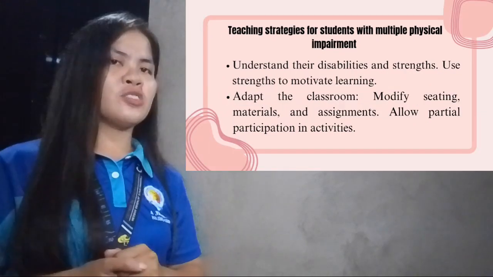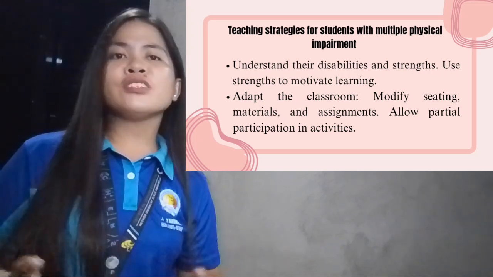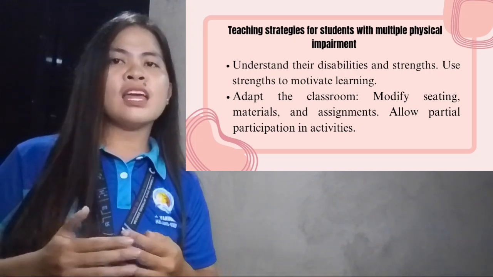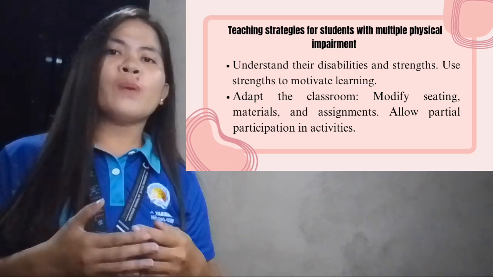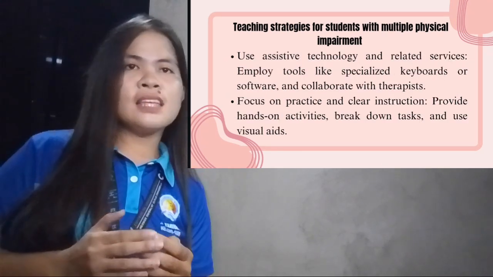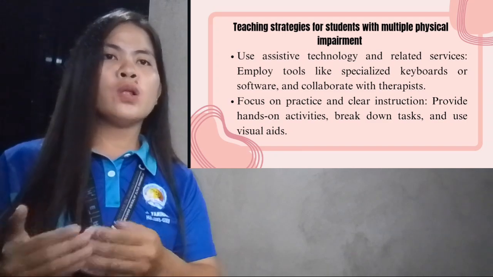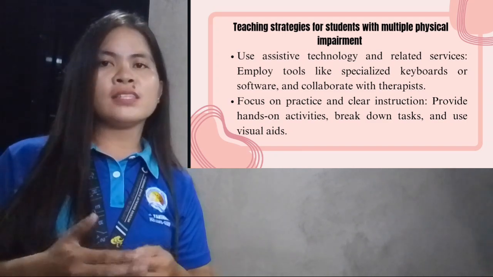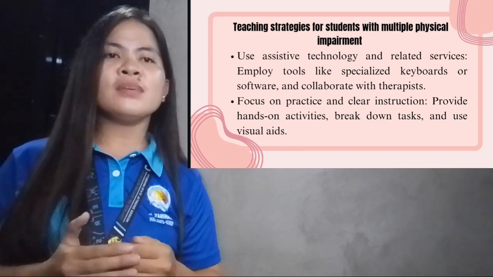So here are the teaching strategies for students with multiple physical impairments. First, understand their disabilities and strengths. Use strengths to motivate learning. Second, adapt the classroom. Modify settings, materials, and assignments. Allow partial participation in the class. Next is use assistive technology and related devices and services. Employ tools like specialized keyboards or software and collaborate with therapists. And lastly, focus on practice and clear instructions, provide hands-on activities, and break down tasks.